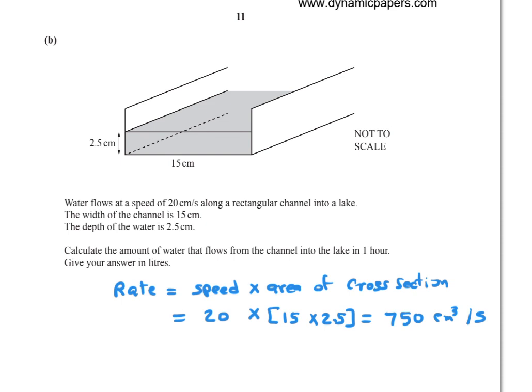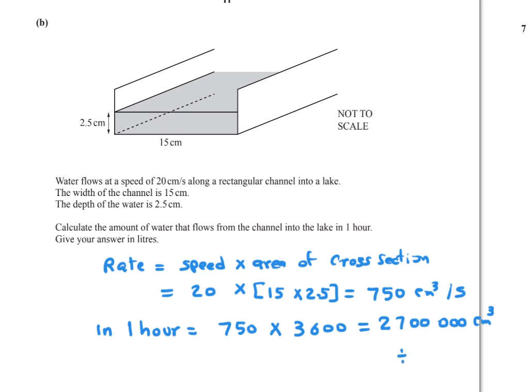To find the amount in 1 hour, multiply 750 by the number of seconds in 1 hour, which is 3600, because 60 times 60, equals 2,700,000 cubic centimeters. Now to convert to liters, divide by 1000, because 1 liter equals 1000 cubic centimeters. The answer is 2700 liters.